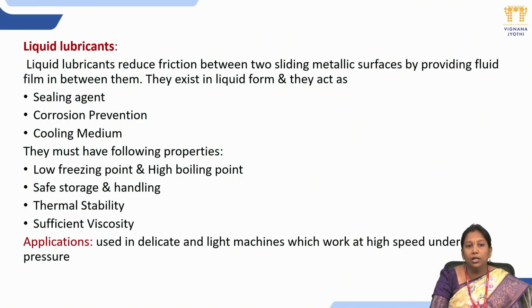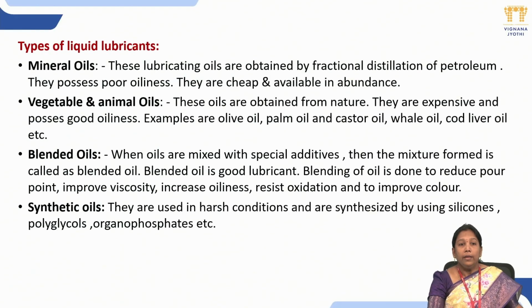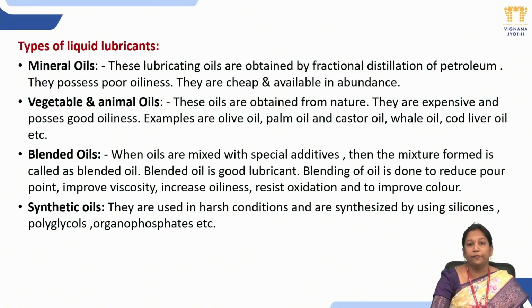And all the liquid lubricants will have some common properties, like they possess a low freezing point, high boiling point, they can be stored and handled safely, and they will have thermal stability, and the viscosity also will be sufficient. So depending on the type of machine, we can use the liquid lubricant. Generally these liquid lubricants are suitable for delicate and light machines which work at high speed under low pressure. Then the liquid lubricants are also of different types.